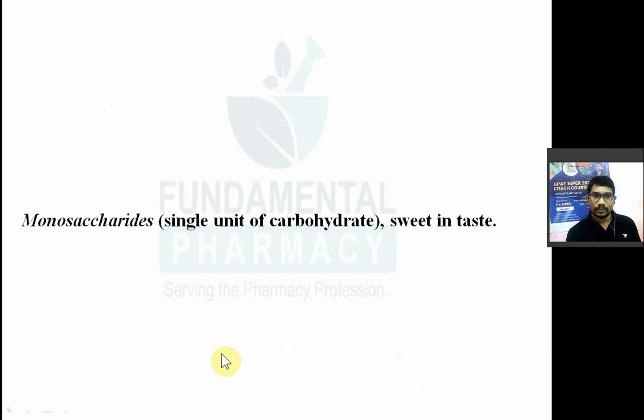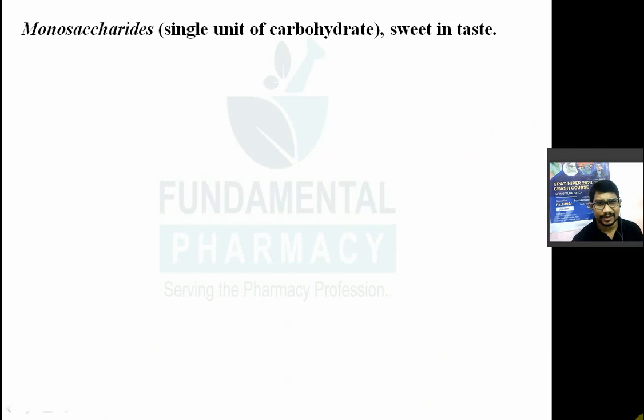Okay. Now monosaccharides. So what do monosaccharides mean? Mono means one. ठीक है. Mono मतलब क्या होता है? Mono मतलब one. So monosaccharide is the term for sugar. Mono means one and saccharide means sugar. So one sugar means containing only one unit of carbohydrate. So it is a single unit of carbohydrate.